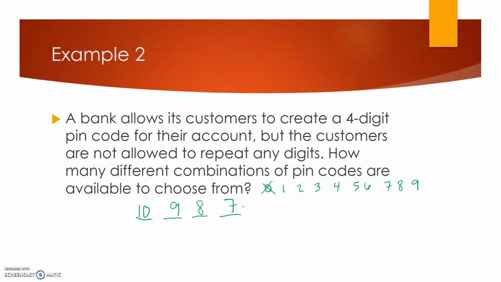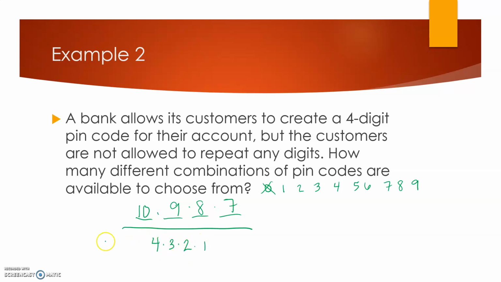I don't care about what comes after because they're not making a PIN code that's bigger than 4. They're making one that is exactly 4 digits long. So we're going to have 10 times 9 times 8 times 7. And we're going to say all of this goes over, actually let me do this, the smaller permutation, which would be saying that there are 4 digits. So we would be doing 4 times 3 times 2 times 1.